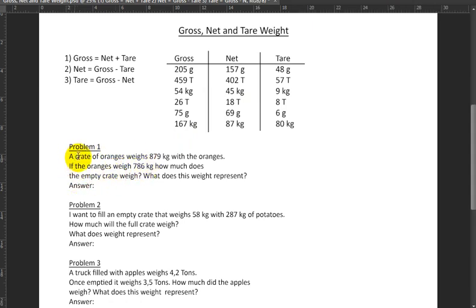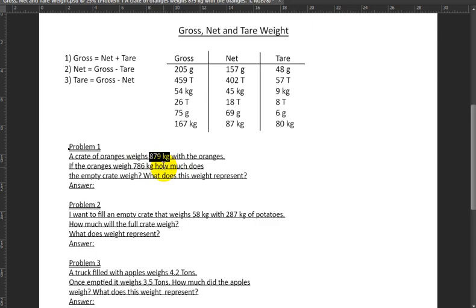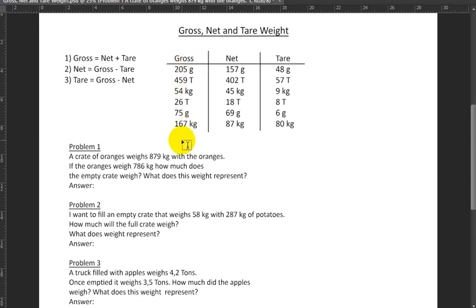So the first one says a crate of oranges weighs 879 kilograms with the oranges. If the oranges weigh 786 kilograms, how much does the empty crate weigh? So here we're being told that the crate with the oranges is 879 kilograms. You need to immediately figure out which of the weights that is. Since it's the crate with the oranges inside it, that means that it's the total weight. It's the gross weight. It's the entire thing put together, the gross weight.